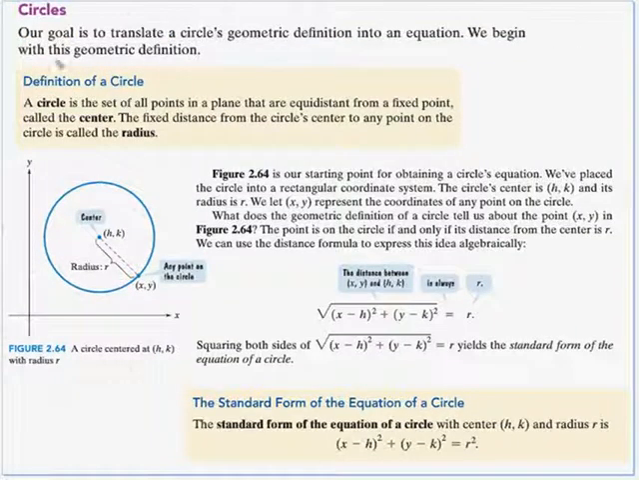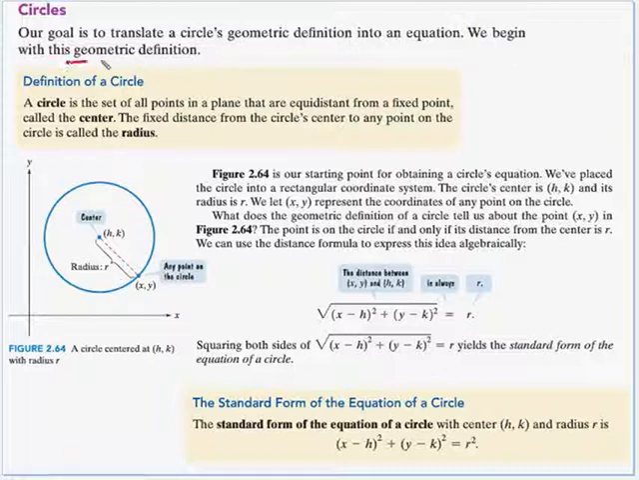All right, now circles. We're going to end this video on circles, and we're going to stick with the most basic circle where we are centered on the origin. But I will introduce the formula for even the circles that are not centered on the origin. So our goal is to translate a circle's geometric definition into an equation.